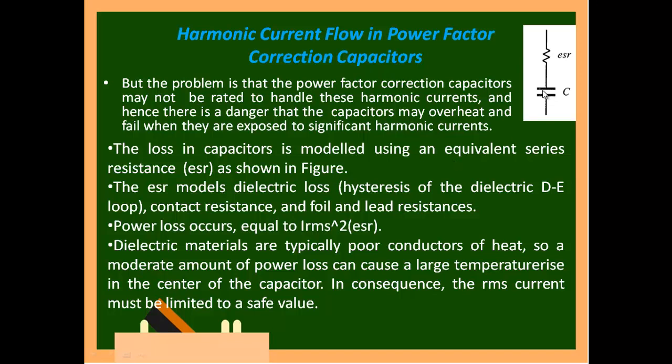First of all, there is the dielectric material which you use, which has a loss value. Then contact resistance: this might be a metal and this might be a metal with the dielectric in between, plus the soldering portion. Then the foil, since normal capacitors are foil type, then the lead resistance. All this put together forms a resistance value that we call ESR. The dielectric materials are typically poor conductors of heat, so a moderate amount of power loss can cause a large temperature rise in the center of the capacitor, and consequently the RMS current must be limited to a safer value. This means you have to reduce the harmonics.